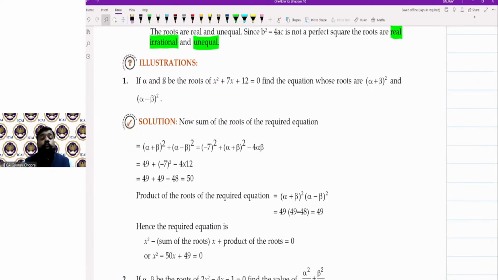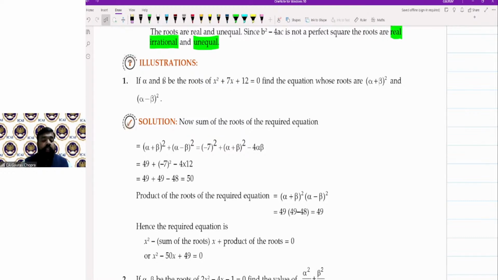Today's topic is very much lengthy, so we have to be a bit faster in calculation so that we can cover the maximum number of questions. Since it is a quadratic equation, it will take some time in solving the questions also. So we have to be a bit fast today.